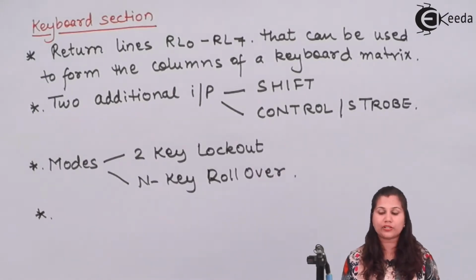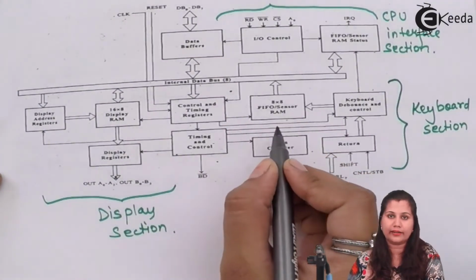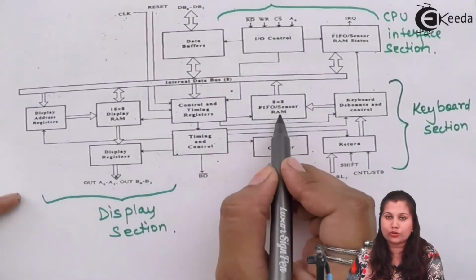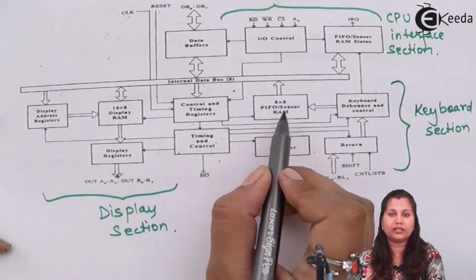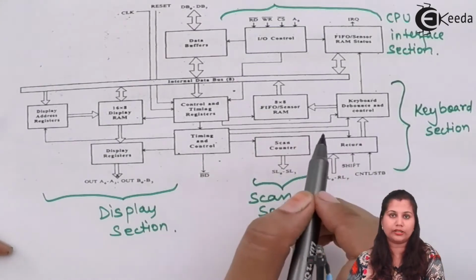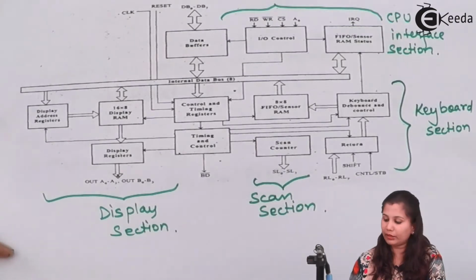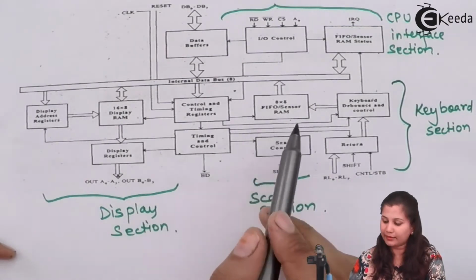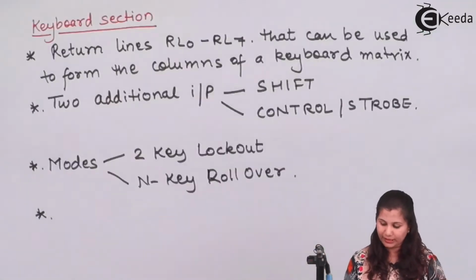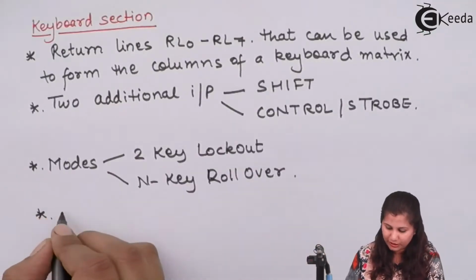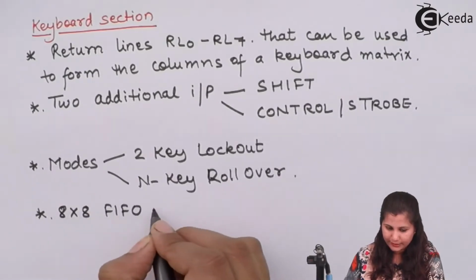Now this keyboard section also has an 8x8 FIFO sensor RAM. This RAM is used to store the key codes which are associated with the key which is pressed in the keyboard. Okay, so the key code of that pressed key will be stored in the FIFO RAM, and the size of this is 8x8. So we can say that this keyboard section has an 8x8 FIFO sensor RAM.